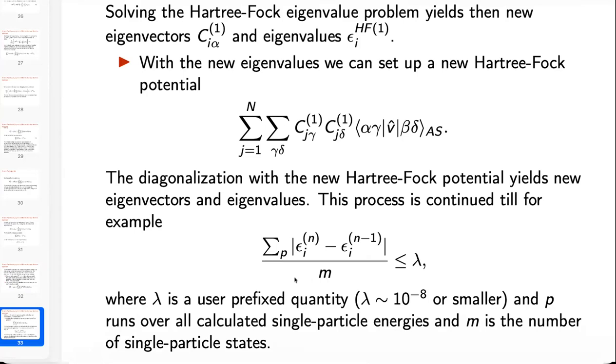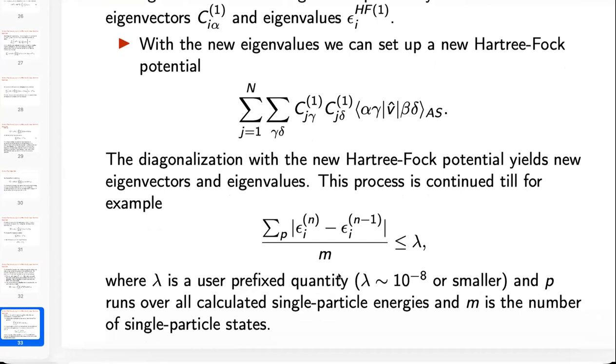And this M here, this should actually be an I here. This is not P, but should be an I. This is an error from my side. And M is the total number of single particle states you're looking at. And this is essentially the Hartree-Fock algorithm.